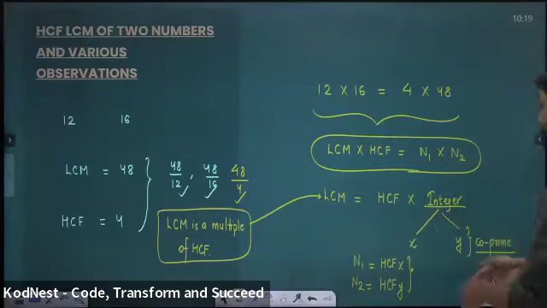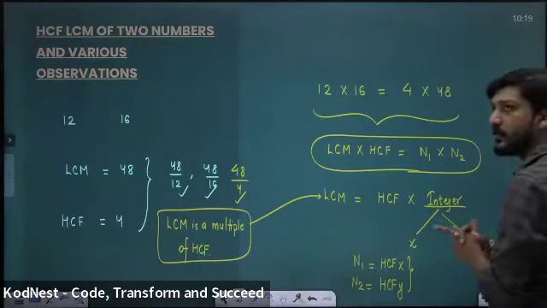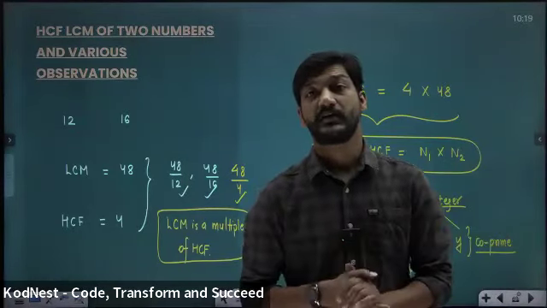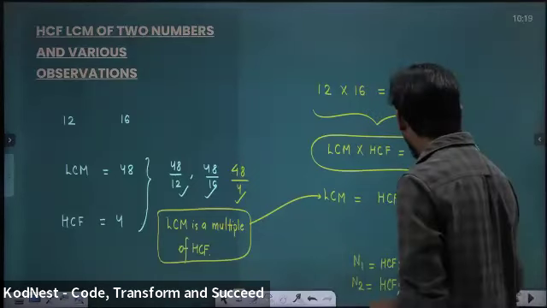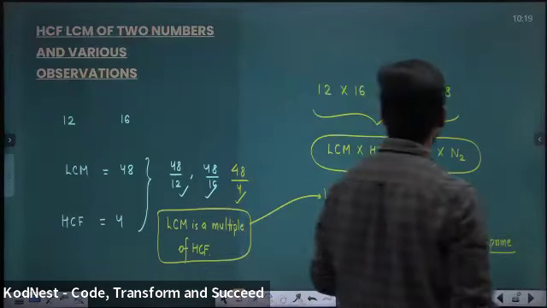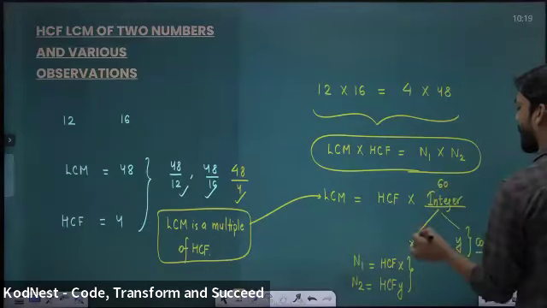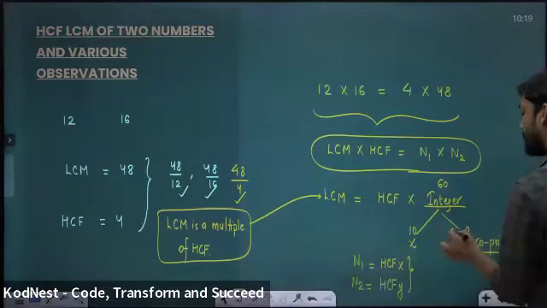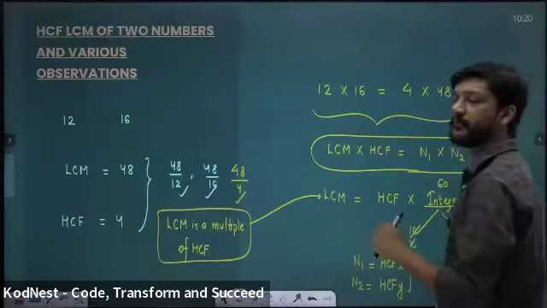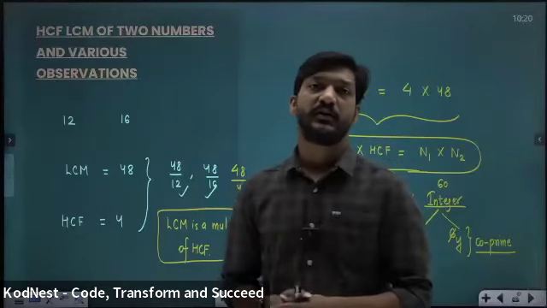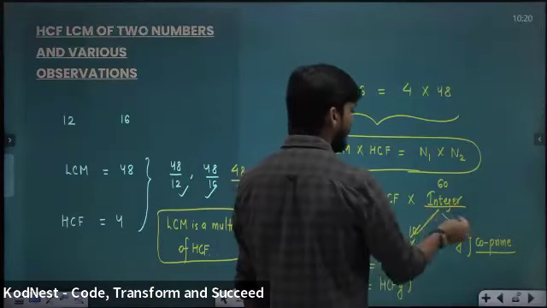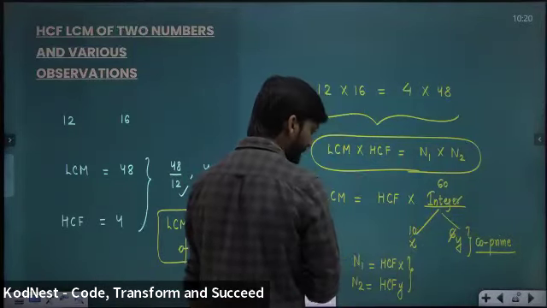Where x and y must not have any common factor. This co-prime concept is extremely important. For example, if the number is 60 and you say 10 and 6, it is wrong, because 2 is a common factor. That's why it's wrong. The foundation is that they must not have any common factor. Then only you will take x and y.